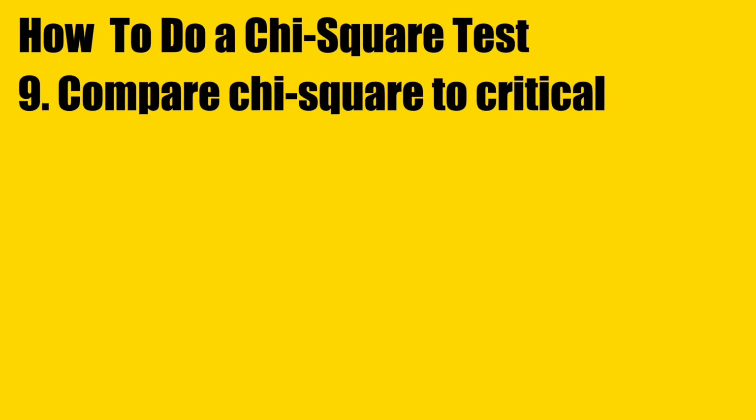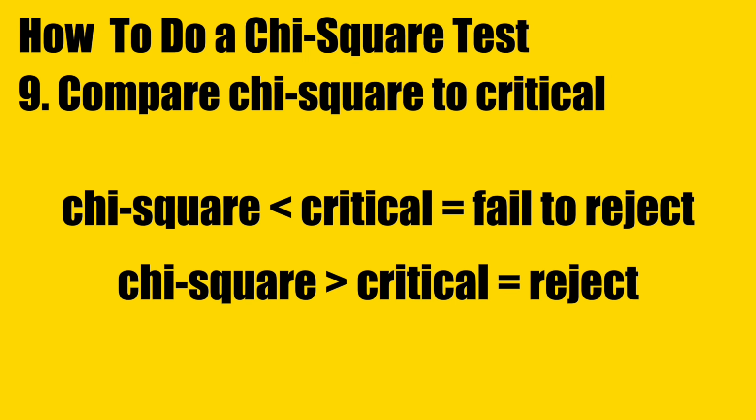Number 9, compare the chi-square value to the critical value and reject or fail to reject the null hypothesis. So if the chi-square value is less than the critical value, you fail to reject the null hypothesis. If the chi-square value is greater than the critical value, then you reject the null hypothesis.